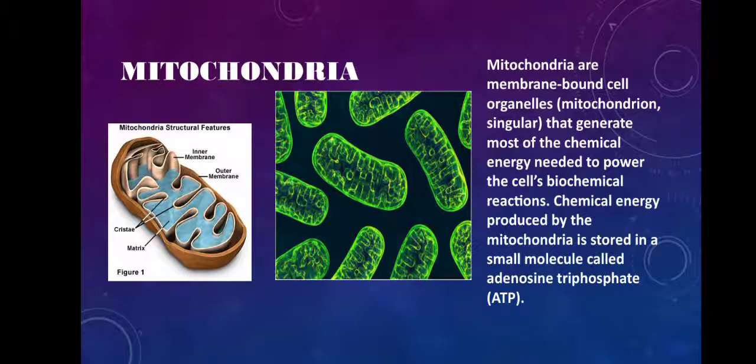Mitochondria. Mitochondria are membrane-bound cell organelles that generate most of the chemical energy needed to power the cell's biochemical reactions. Chemical energy produced by the mitochondria is stored in a small molecule called adenosine triphosphate. Mitochondria are membrane-bound organelles, but they're membrane-bound with two different membranes. And that's quite unusual for an intracellular organelle.